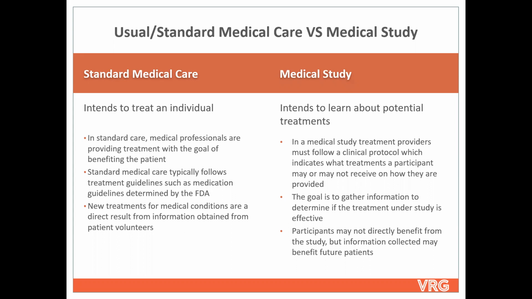In a medical study, we're intending to learn about new potential treatments. So these treatments have not yet been validated as effective. In a medical study, the treatment provider has to follow a very specific clinical protocol, which indicates exactly what treatment a participant may or may not receive and how it is to be provided. The goal of this medical study is to gather information to determine if the treatment that's under study is actually effective or not. And patients who participate in the study may not directly benefit from being in the study. At this point, we do not know if the treatment is more effective than standard medical care, but information that is collected in this study will help future participants.